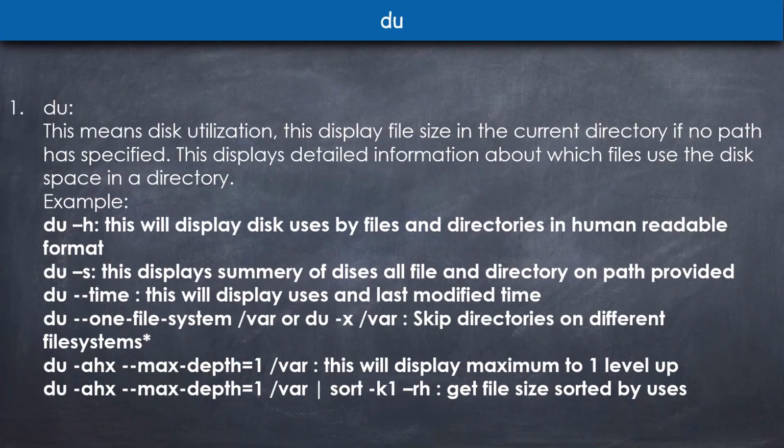So another command is du. This means disk utilization. If you have a file and you want to see how much disk space that file is using, you can use du, disk usage. So du -h will give you all the file sizes in the current directory. du -s will display a summary of all the file usage in the current directory. du --time will display users and last modified time.